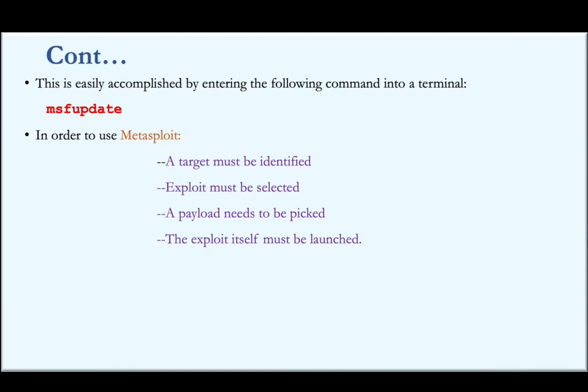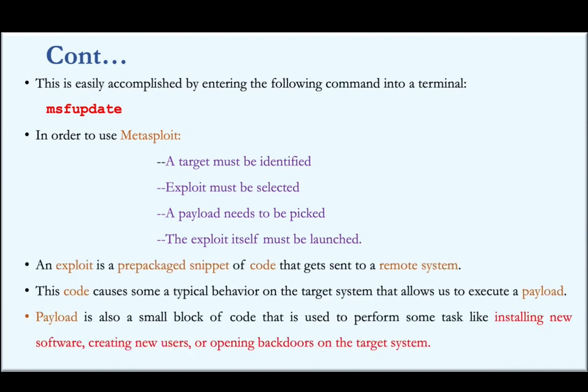An exploit is a pre-packaged snippet of code that gets sent to a remote system. This code causes some atypical behavior on the target system that allows us to execute a payload. The payload is also a small block of code that is used to perform some task, like installing new software, creating a new user, or opening backdoors on the target system, or you can upload a file or download a file on the target system.